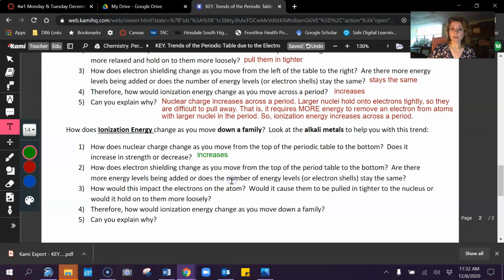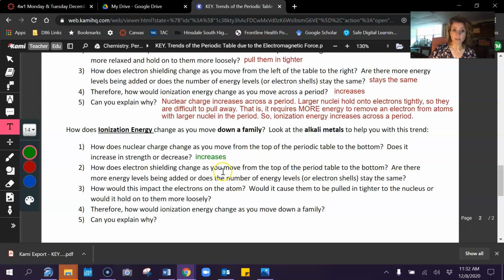Now you're probably wondering, well, why are we even talking about nuclear charge when we're talking about a family? Because nuclear charge doesn't really have an effect on trends in families. And if that's what you're thinking, you are absolutely right. Shielding trumps nuclear charge in families. So even though nuclear charge is going up, and I do want you to realize that it does go up as you move down a family, you also have shielding. And the shielding is just going to negate any power that the nucleus has over its valence electrons.